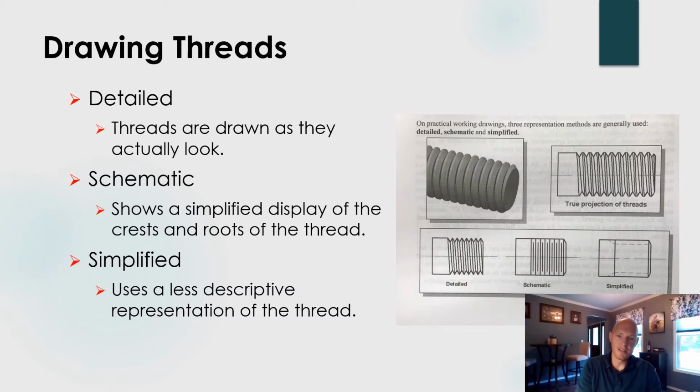When it comes to creating the detailed drawing, you're showing every dimension as is. With the schematic, you're spacing the lines as the threads are spaced depending on the thread information. And with the simplified, you're not really showing each individual thread, but you're just showing the depth of the thread as represented by the hidden lines.